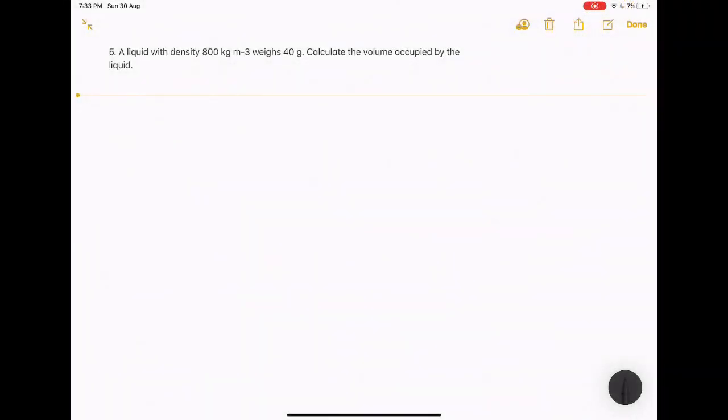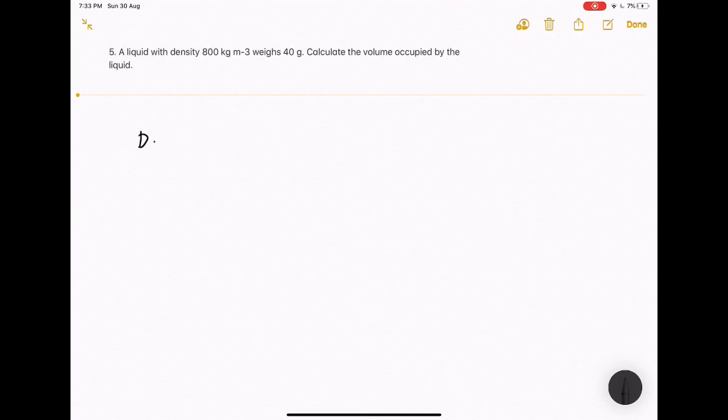In question number 5, a liquid with density 800 kg per meter cube weighs 40 gram. Calculate the volume occupied by the liquid. Now either you can convert the 40 grams into kilograms or the density in gram per centimeter cube. But since usually we want the answer in the SI unit, and we know that the volume's SI unit is actually meter cube, let's convert the weight which is given in grams into kilograms. Then when we use the formula, we will get the volume in meter cube.